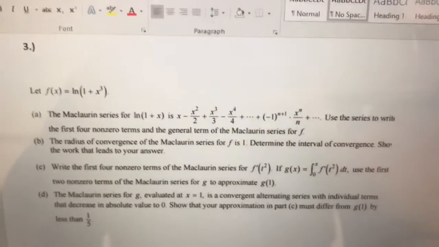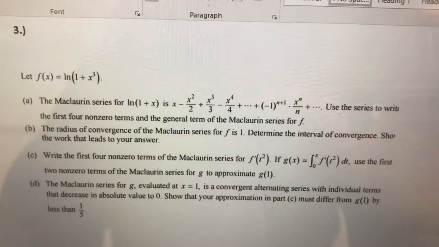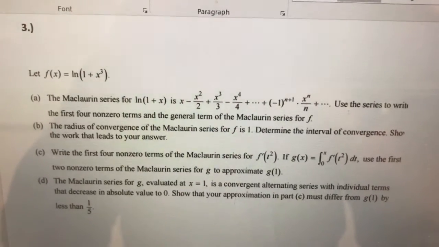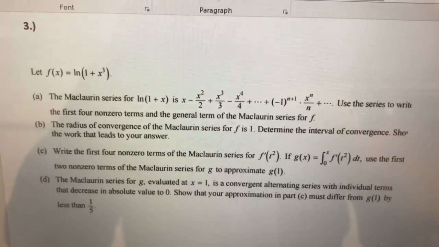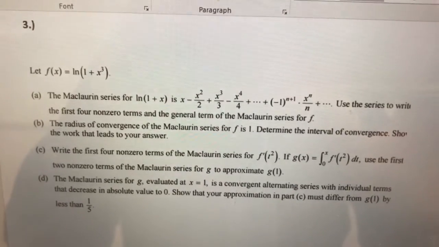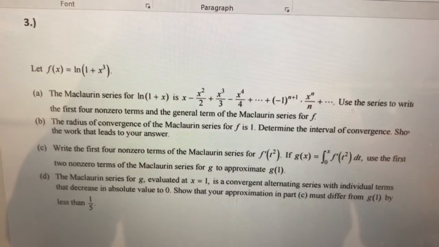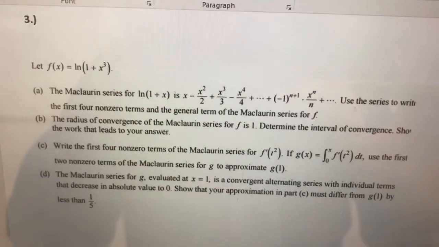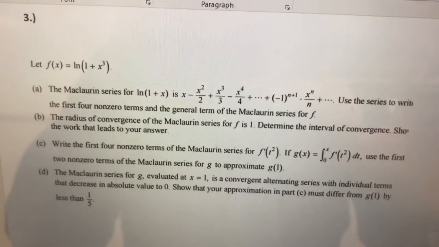All right, now we're looking at 3C. This is the first 4 non-zero terms of the series for f prime of t squared. Now, I was thinking that they had taken the derivative of function f with t squared subbed in. However, if you applied the chain rule there, that would have been 2t times f prime of t squared, multiplied by the derivative of the inside function. So if you think about it here, they're just saying take the derivative of function f, which we already have from the earlier part, and substitute in t squared.